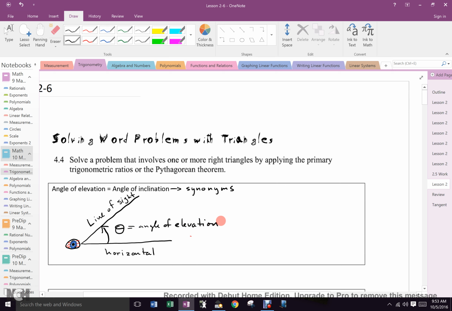All right? I'm going to change color. It's the angle between the ground, and I'm going to put ground in quotes. Because by ground, I mean where your eye starts, right?